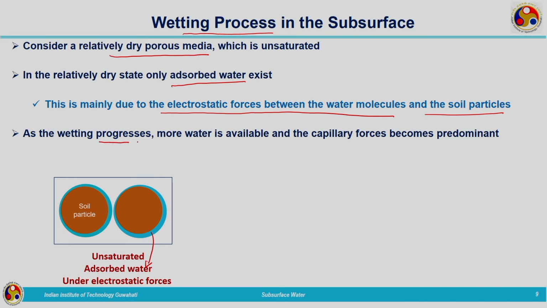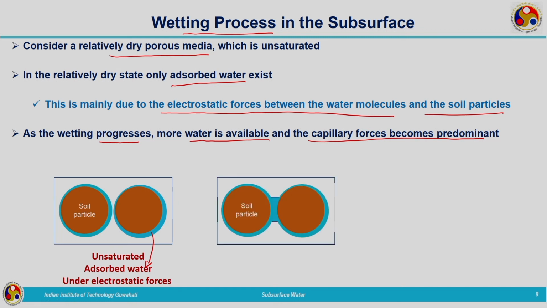Now we are wetting it. As the wetting is progressing, maybe due to the infiltration process or maybe due to irrigation, anyway the wetting process is continuing. Then more water is available and the capillary forces become predominant. If more and more water is available to the soil, capillary forces will start acting, it will become predominant, and what will happen? These water particles will form a bridge between two soil particles. That is what is shown in this figure.